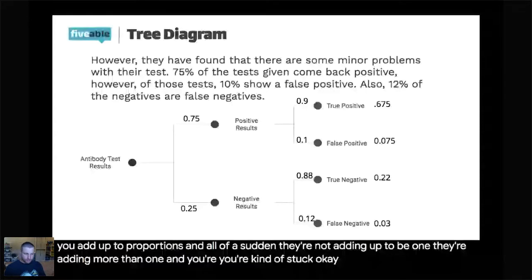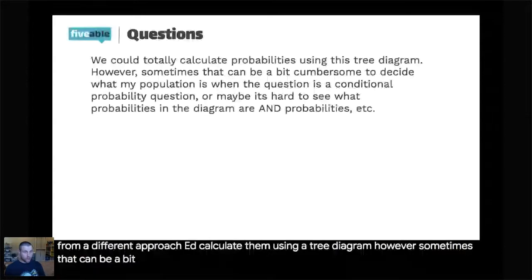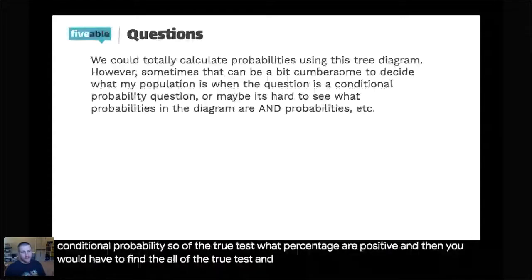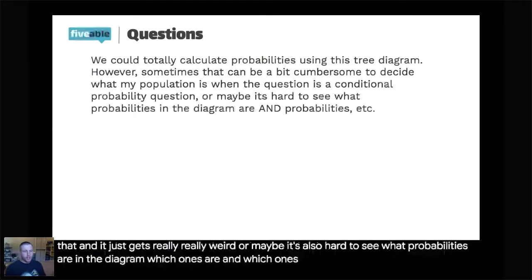We could calculate them using a tree diagram. However, sometimes that can be a bit cumbersome to decide what my population is when the question is a conditional probability. So of the true tests, what percentage are positive? And then you would have to find all of the true tests and find the true positives and divide by that. And it just gets really, really weird. Or maybe it's also hard to see which probabilities are "and" and which ones are "or". It kind of gets tricky.